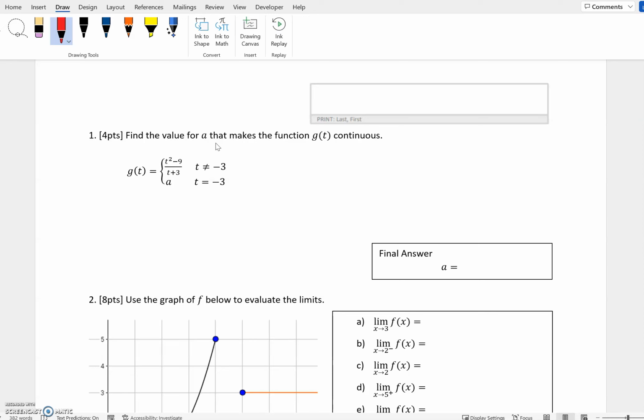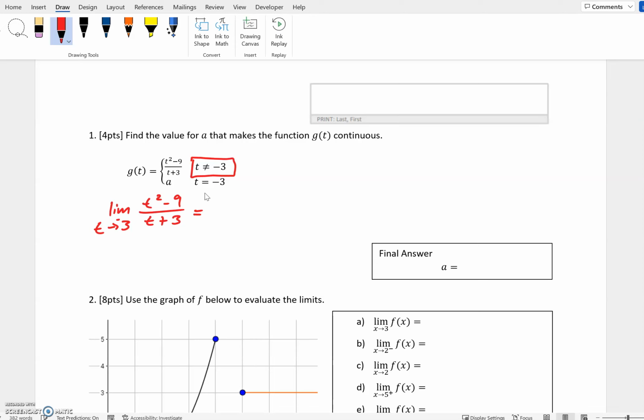So this idea, what makes this continuous? Well, the idea is, for all values not equal to -3, we're going to use that first function. So really, what are we trying to do? We're trying to find the limit as t goes to 3. Oh, sorry, -3. My bad. -3 of t squared minus 9 over t plus 3.